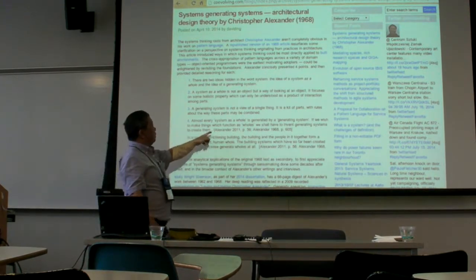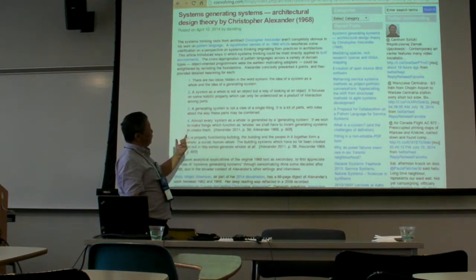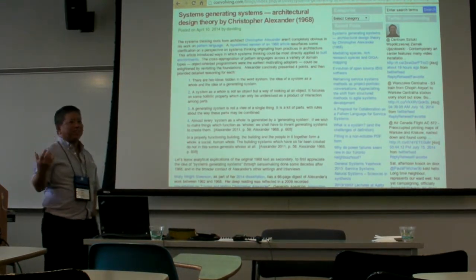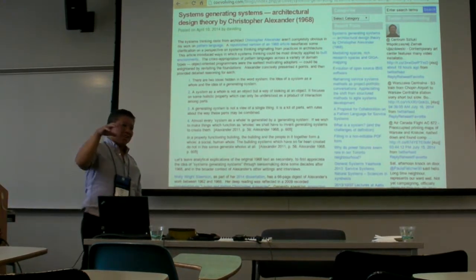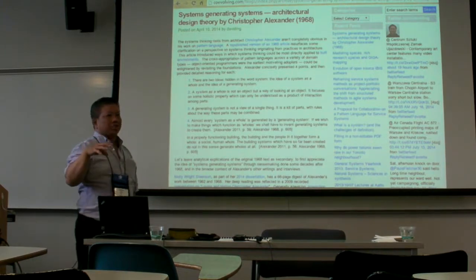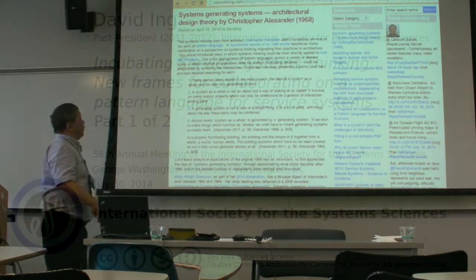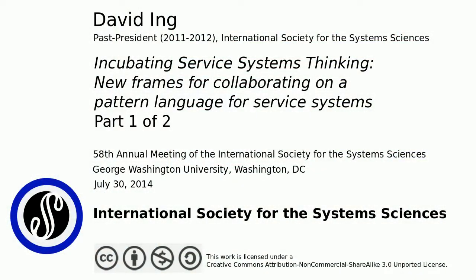Almost every system as a whole is generated by a generating system. If we want to make things function as wholes, we have to invent generating systems to create them. So the pattern language itself is supposed to be a generating system, right? Aside from the actual building or structure or neighborhood or whatever it's supposed to build. So there's a little bit of learning that has to go on when you talk about going up that curve.